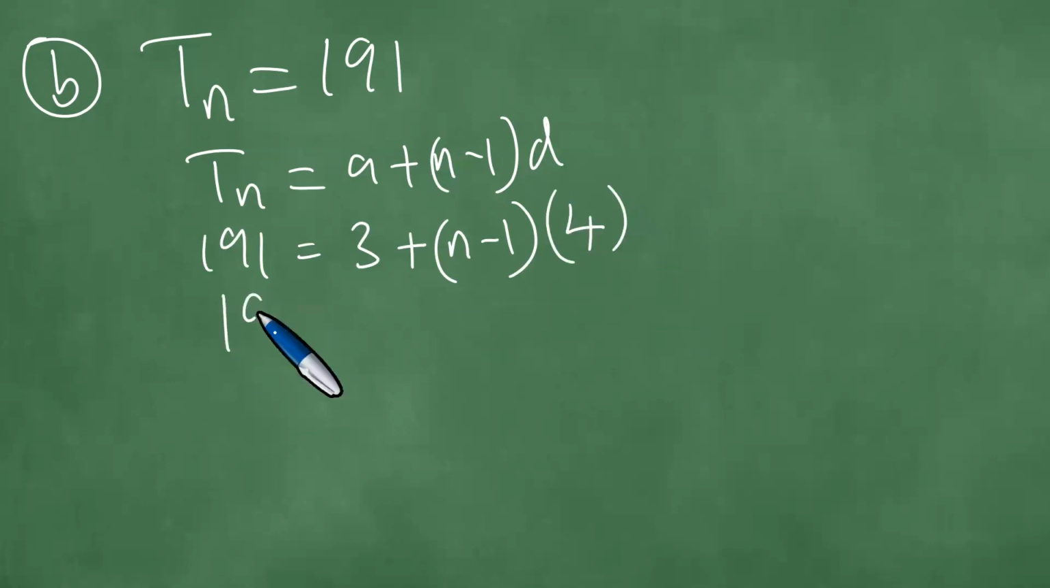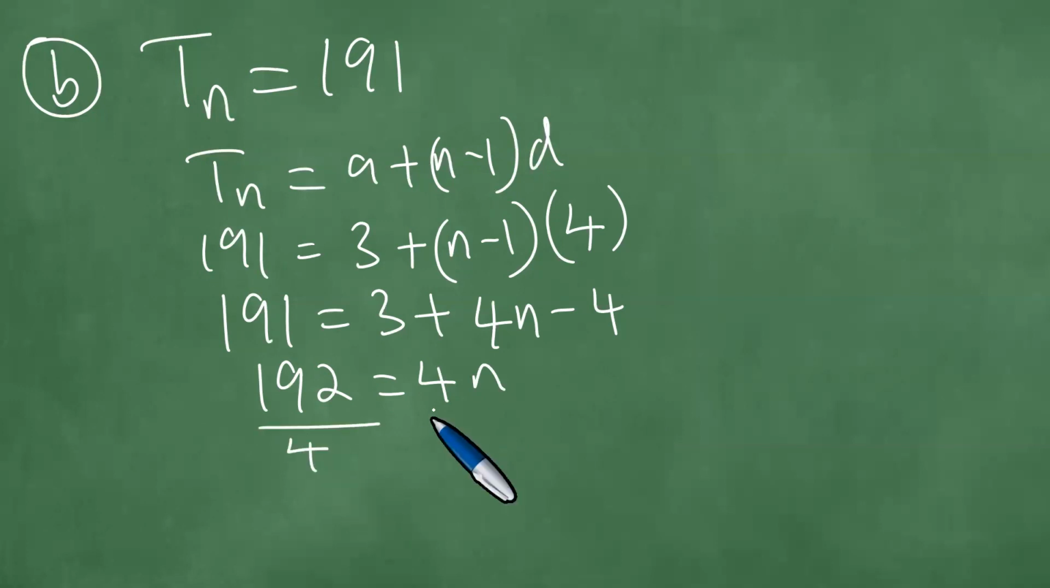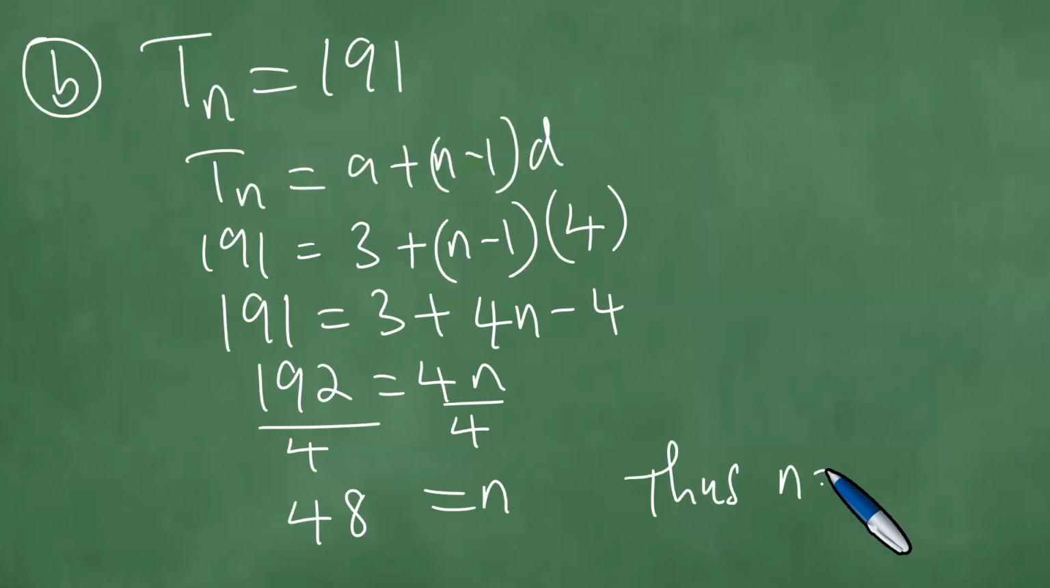Okay, so 191 is 3 plus 4n minus 4. What is 3 minus 4? It's minus 1. You bring it across, it's 192, which is 4n. At this point, you divide by 4 on the left and 4 on the right. Meaning now you have 192 divided by 4, which is 48. So this is the value of n. Thus n equals 48. The next question.